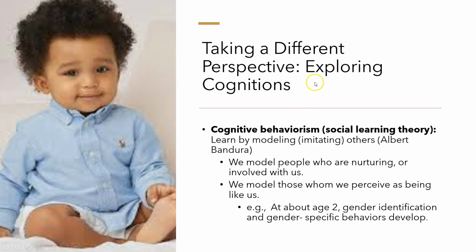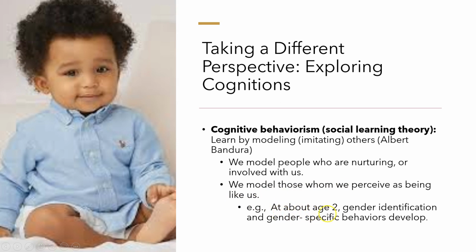So taking a different perspective, let's explore cognitions or thoughts. This is cognitive behaviorism, or the social learning theory, and this is that individuals learn by modeling or imitating others. Albert Bandura was the first proponent of this, that we model people who are nurturing or who are involved with us. How do children learn? They learn by watching others. They imitate their parents, their siblings, their friends. We model those who we perceive as being like us.